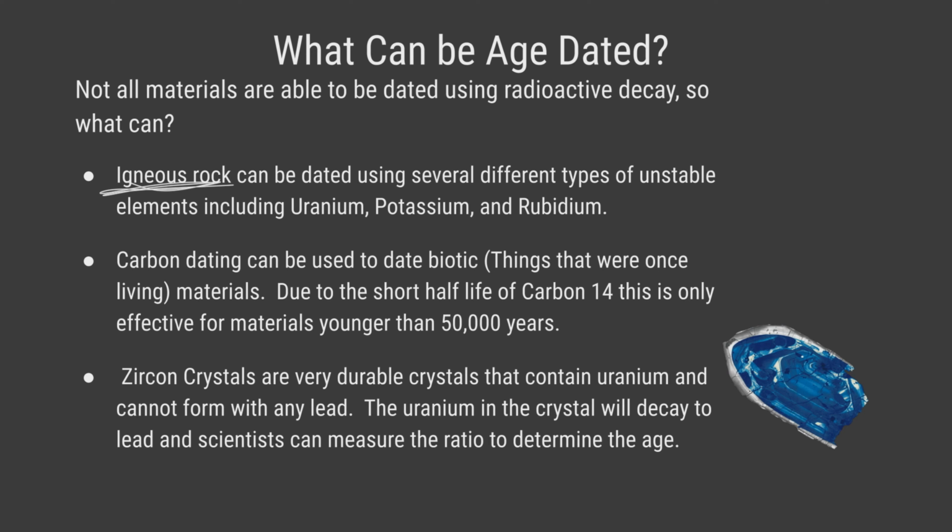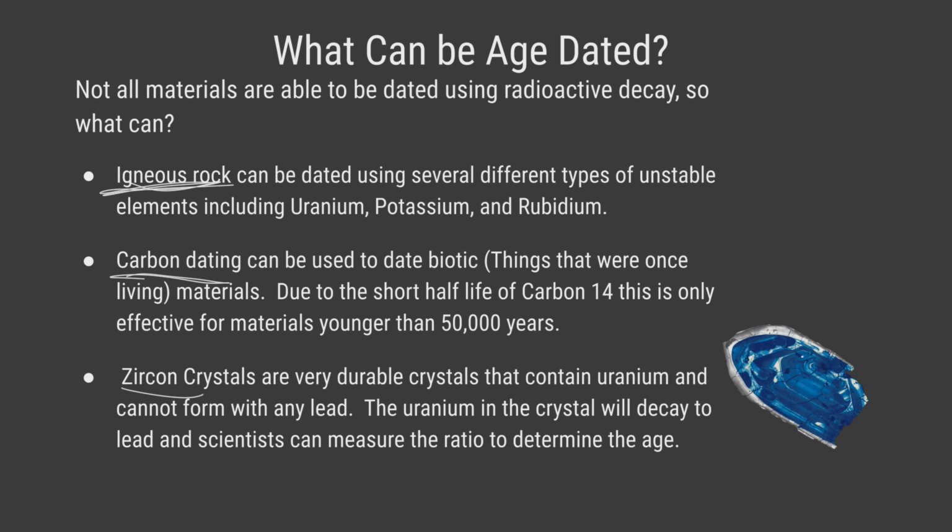We can also date younger fossils or things that were once living using carbon dating. We talked about how carbon-14 is unstable and decays to nitrogen. However, the half-life is relatively short. It happens in about 5,570 years. Because the half-life is relatively quick on a geologic time scale, it's really only effective to measure things younger than 50,000 years old. Otherwise, there's not enough carbon-14 left to measure. So this only works for relatively young materials.